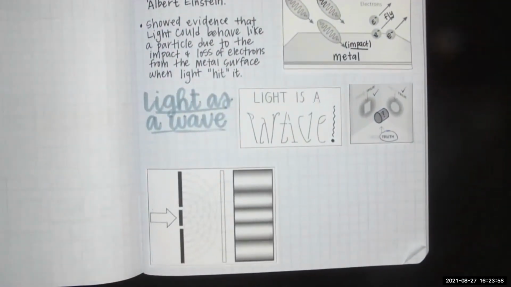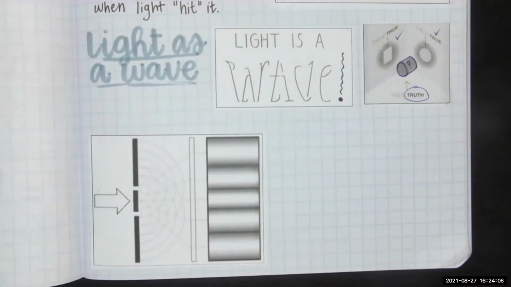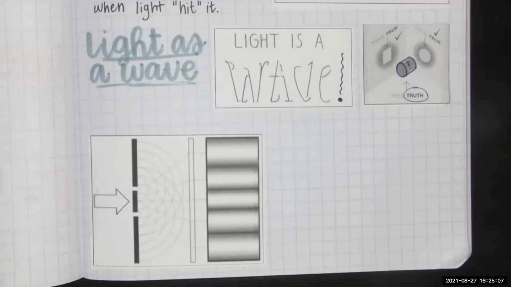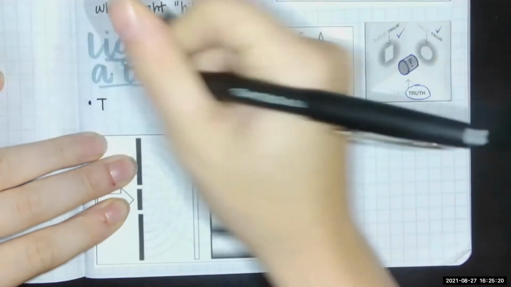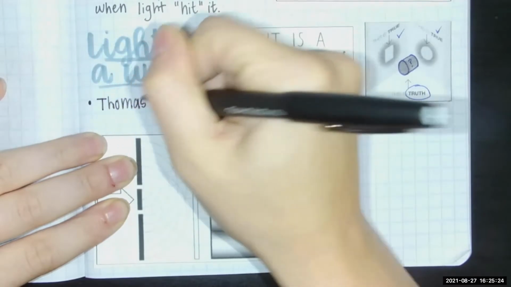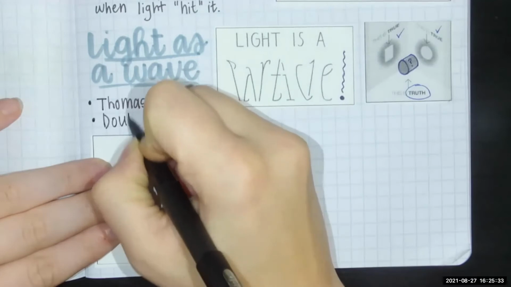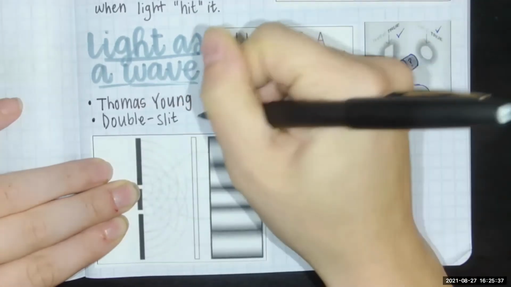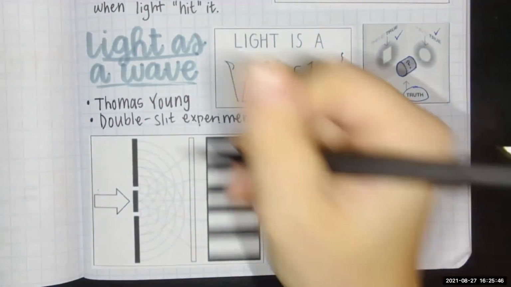So Einstein's experiment did the particle stuff. Lots of other people's experiments showed that light has some wave properties. But there's one guy in particular whose experiment we're going to study. The name of the experiment is called the double slit experiment, and it was by a person called Thomas Young.